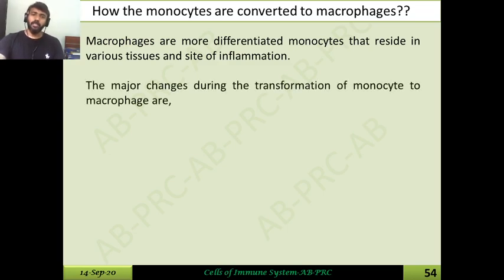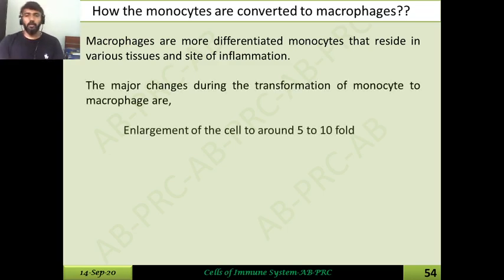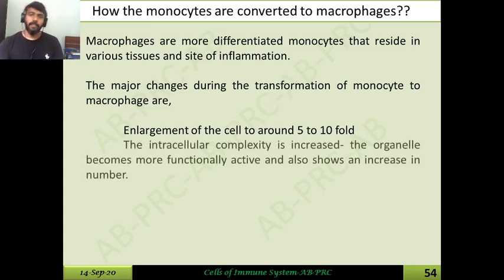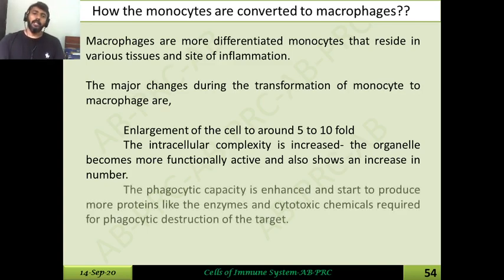Then what are the major changes during this transformation? The most important change is an enlargement in size. There is around a 5 to 10 fold increase in the size of the macrophage during this transformation. Then the complexity, as expected, will also increase. More organelles will be developed, and all organelles become more functional. Then the phagocytic capacity is greatly enhanced. Even monocytes can do phagocytosis, but they are not actively phagocytic cells, right? And macrophages are the potent phagocytic cells.